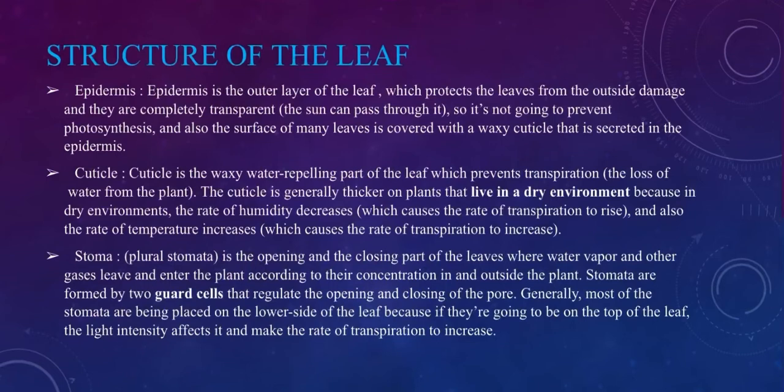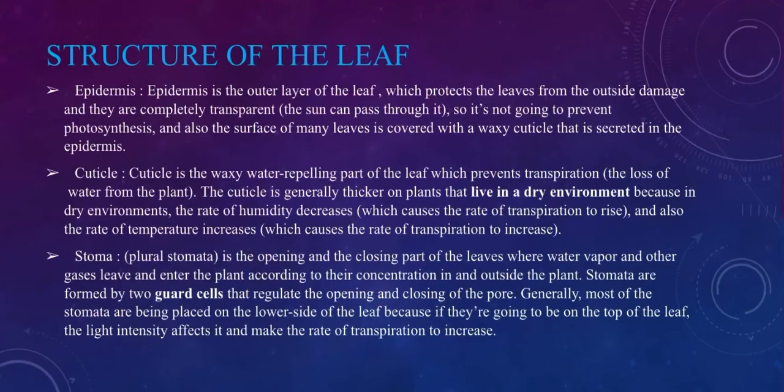So we know that when these guard cells are open, these stomata are open, so the water vapor can be lost from the plant much more easily. And that's the main reason that most of these stomata are placed on the lower side of the leaf.